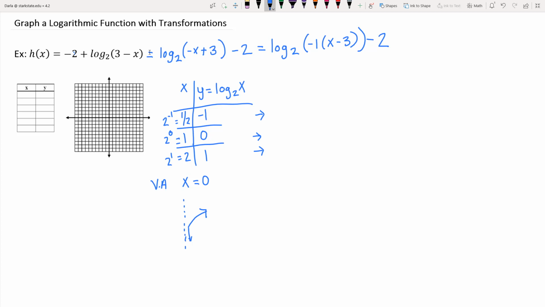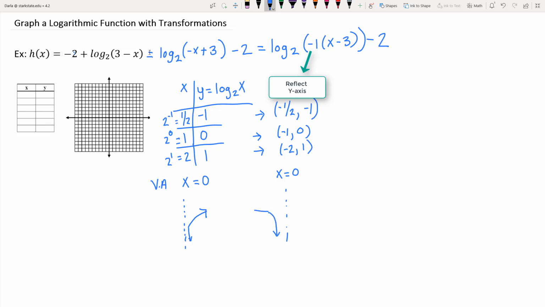The first to apply is the reflection across the y-axis, which is negating my x. If I negate my x, all that's going to do is make my x-coordinate opposite of what it was. So I'll have the points (-1/2, -1), (-1, 0), and (-2, 1). When you reflect across the y-axis, that doesn't change your vertical asymptote. It's still x equals 0, but note that your graph is going to change shape a little bit.